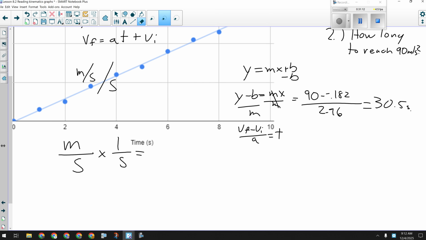Okay, so I reciprocate that and I multiply. What's meters times 1? Meters. What's seconds times seconds? Seconds squared. That's how we say meters per second. We just say meters per second squared. Okay? So the units for acceleration are meters per second squared, which is another shorter way of saying meters per second per second.